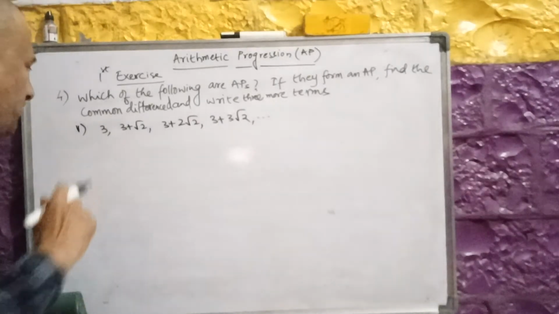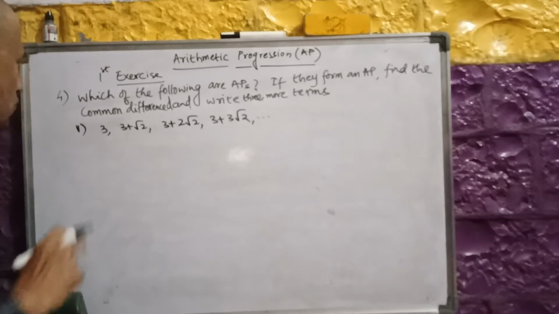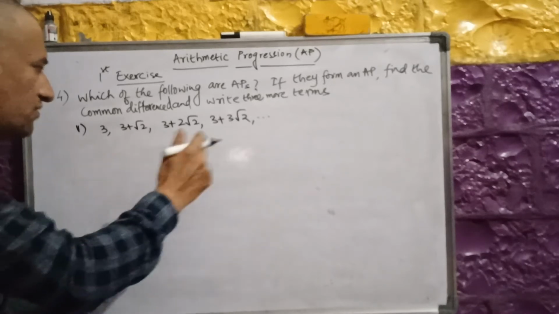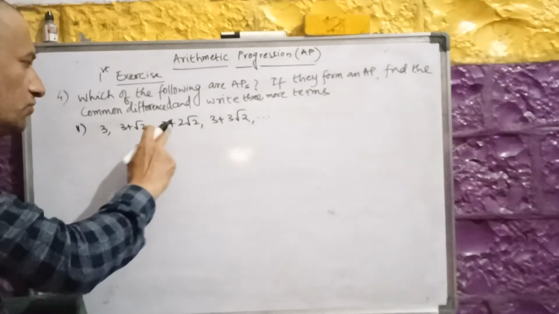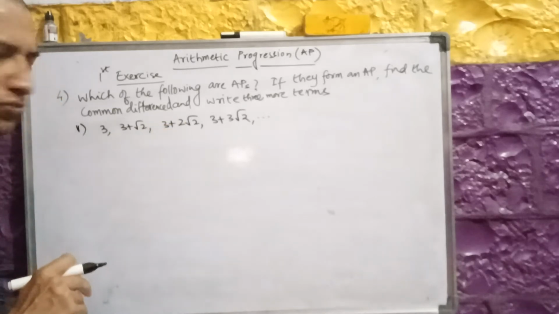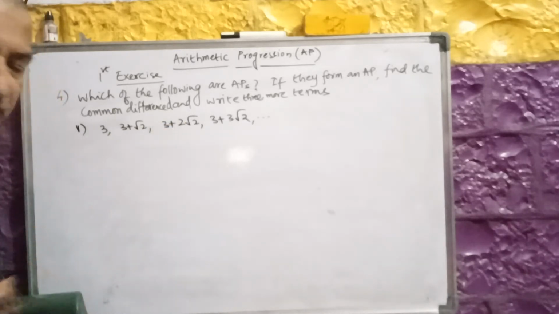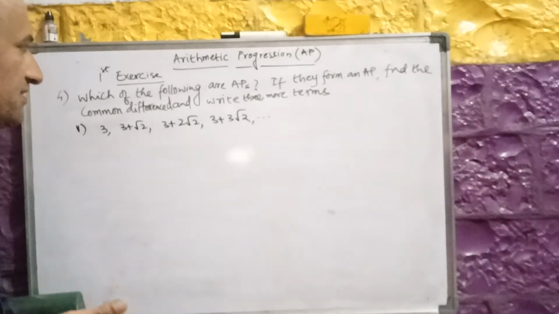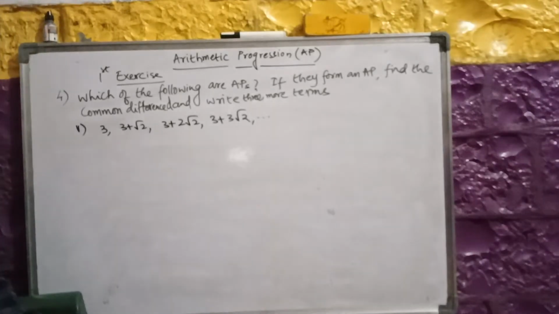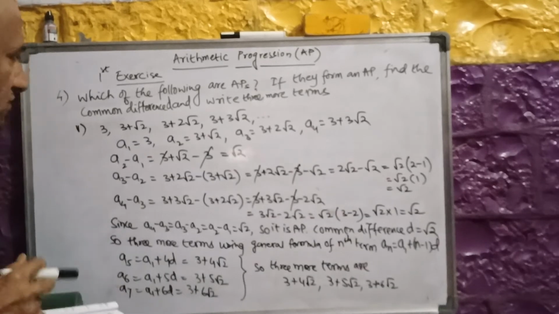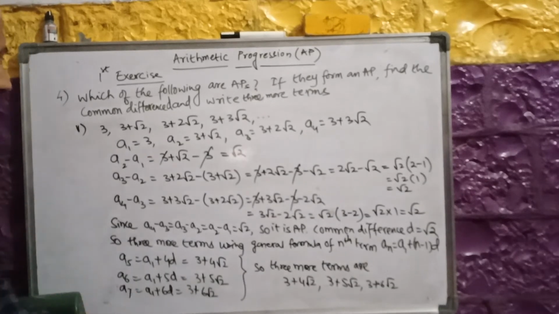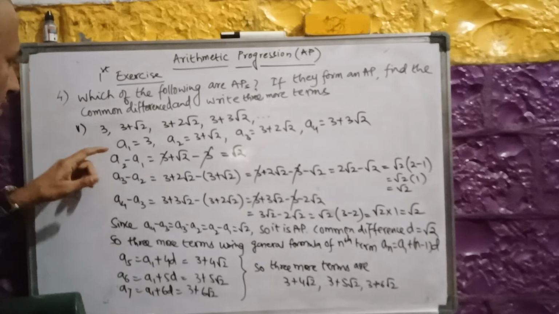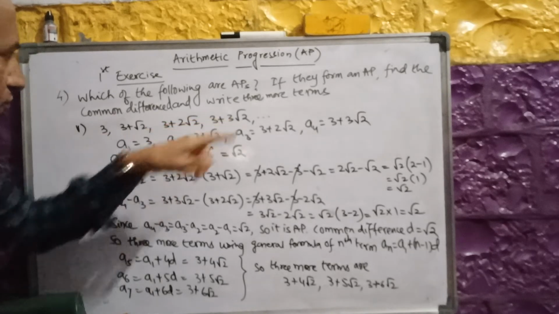Similarly, the fifth sub question in question number 4, the list of numbers are 3, 3 plus root 2, 3 plus 2 root 2, 3 plus 3 root 2. Pause the video here and find out if it is an AP, find the common difference if it is an AP, and write three more terms. So on similar lines, if we solve this question, we have a1, a2, a3, a4.